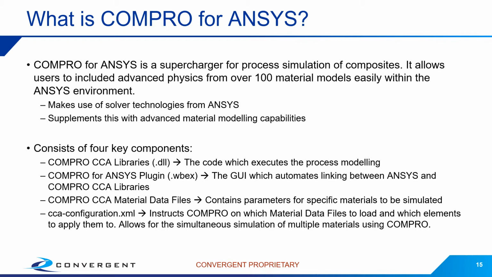The last piece is the CCA configuration.xml. And this is a file that's automatically created by the plugin, but it's important as it maps the materials between the plugin and ANSYS. So it provides a link, kind of a map between the two. Thanks to this, you can do simultaneous materials simulation using Compro, so you can have multiple materials within the same laminate or same simulation. So say if you have a carbon fiber prepreg laminate with a glass veil, you can simulate the glass veil and the prepreg using Compro. Or if you have a specific tooling that you'd like to simulate using Compro as well, you can do that too.